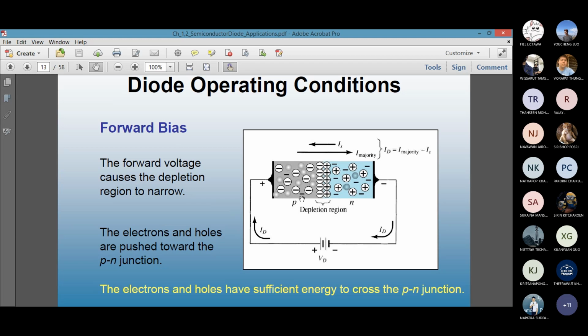So what happens in the forward bias? A lot of majority current will flow. Minority current will not have too much chance to flow, but they will flow in the opposite direction. The total diode current is majority subtract the minority. The main current is usually in milliampere and the saturation current is in microampere. When you take milliampere minus microampere, the final answer doesn't change that much. So it's almost the same.